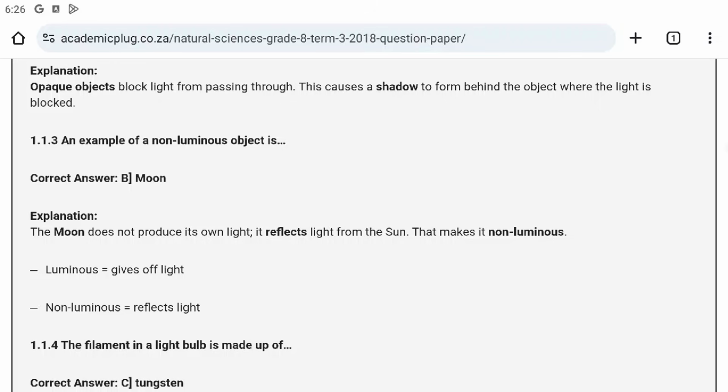And also animals, right? Every time they see the moon, is it the owls that make noise when they see the moon? I don't know, but I think foxes or is it wolves make that sound on the hill of the mountain, right? So animals are also aware of the moon. But in this case, the moon does not produce its own light. It reflects light from the sun. That makes it non-luminous. So luminous equals gives off light. The sun is luminous, right? Non-luminous only reflects light. Okay.